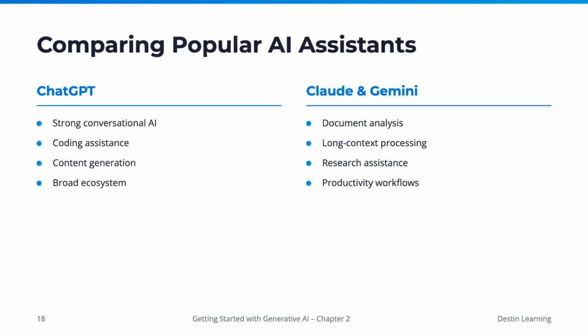When comparing these popular AI assistants, we can highlight their unique strengths. ChatGPT is known for its strong conversational AI capabilities, excellent coding assistance, broad content generation abilities, and its integration into a wide ecosystem of tools. On the other hand, Claude and Gemini share strengths in document analysis, long context processing for handling extensive texts, robust research assistance, and supporting various productivity workflows, often leveraging their multimodal capabilities and enterprise-grade features.